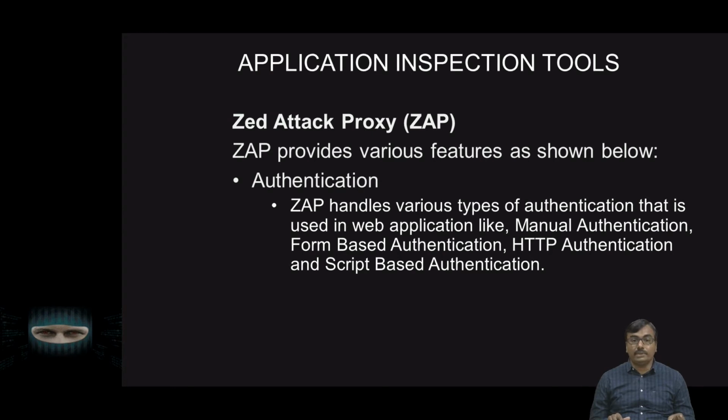Also, it supports authentication. ZAP handles various types of authentication that are used in web applications, like manual authentication, form-based authentication, HTTP authentication and script-based authentication. For example, authentication is basically used for the authorization process. If someone is authenticated to be allowed inside a specific role, then at that time authentication comes into the picture.